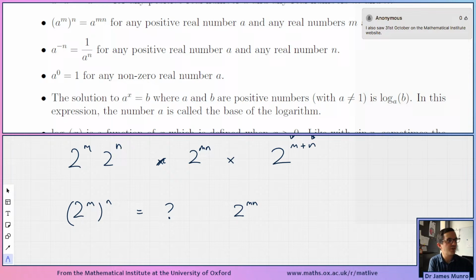Chat currently says they saw 31st of October on the Maths Institute website, and that is the date of MAT 2024. You saw that on the MAT page, and that is correct information. See, okay, we got there to the kind of correct information, which I put on the screen. Good. Thank you, chat. Okay.